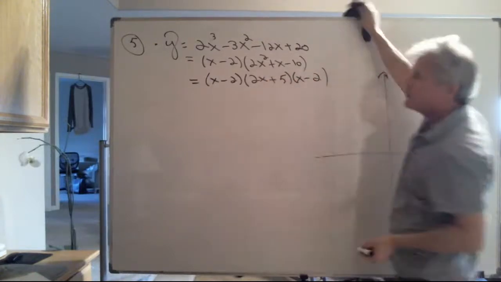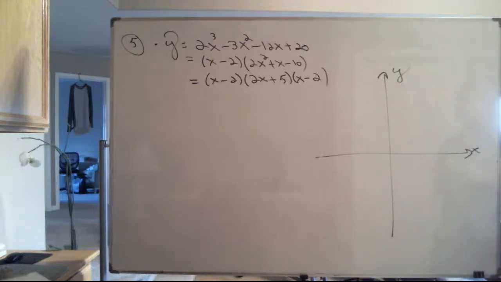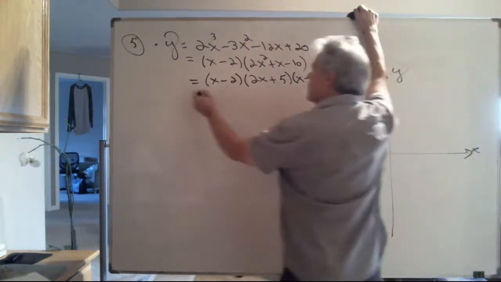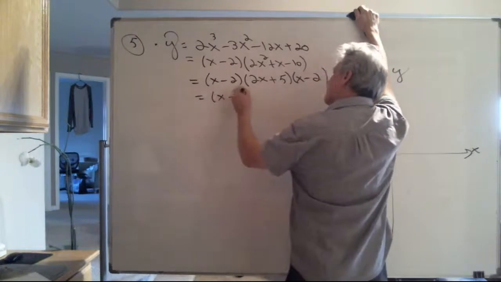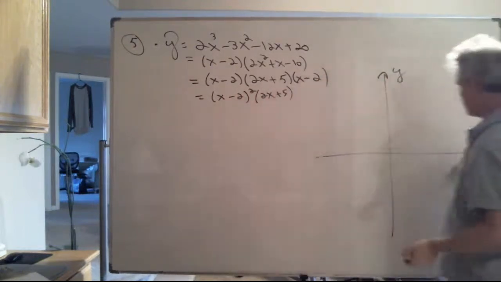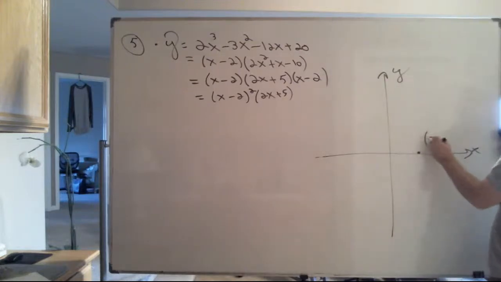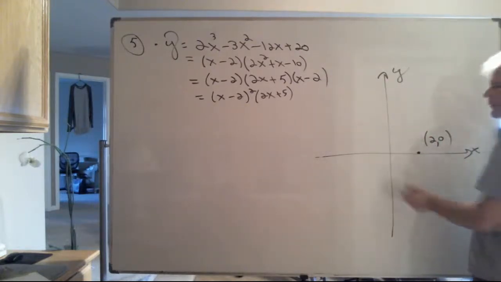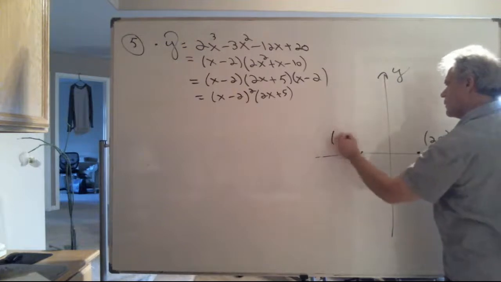Now look what that really tells me. It tells me that I've got an x-intercept at 2, 0, and at negative 5/2, 0.